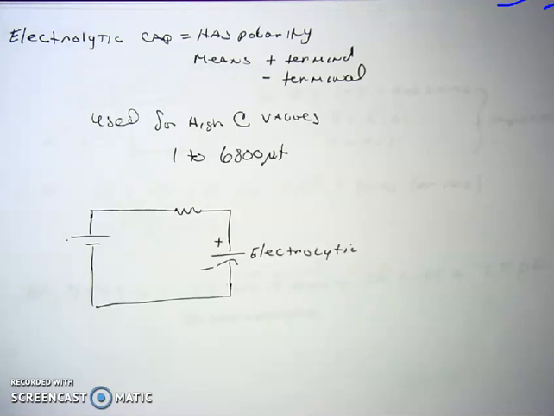Electrolytics are used for large capacitances, such as 1 to, let's say, 6,000 microfarads. I've seen them as high as 1 or 2 farads. Electrolytics are used mainly for filtering. You see them used to get rid of noise, to get rid of the AC on amplifiers, etc.